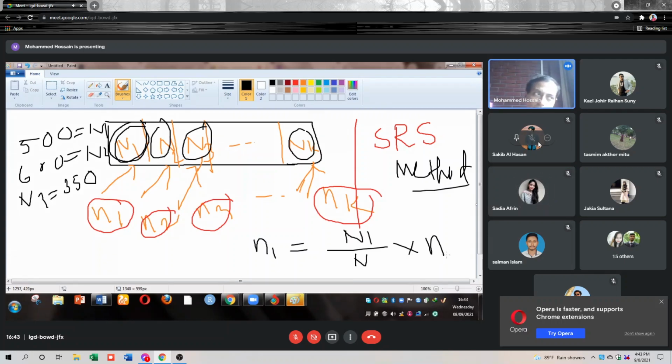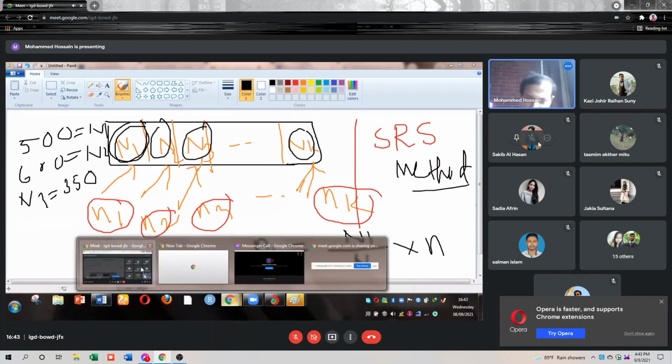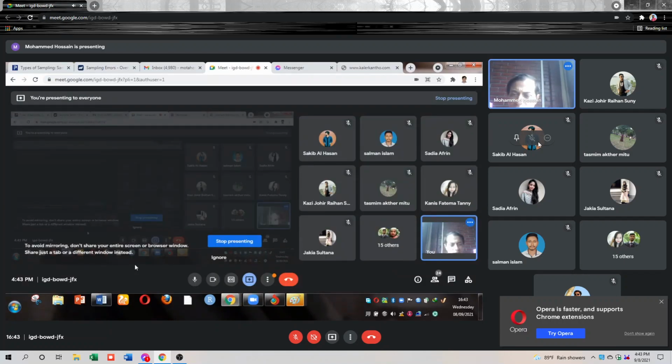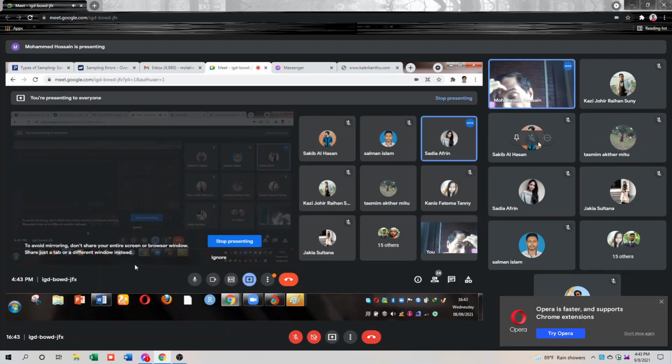So the question is, how can you apply simple random sampling? You can apply three methods: either random number generator, or lottery method, or remainder method. We can apply random number generator. So what is a random number generator?